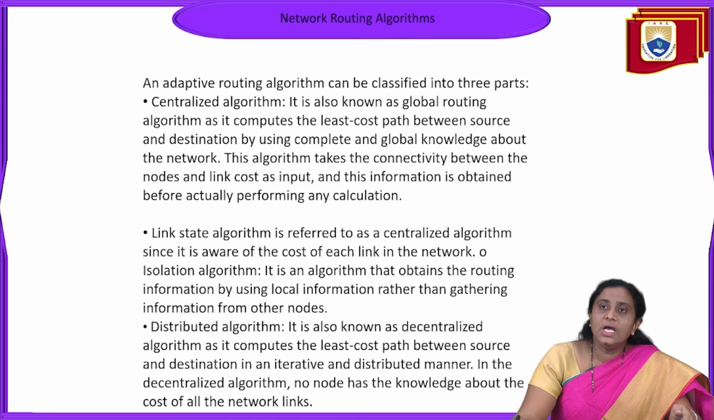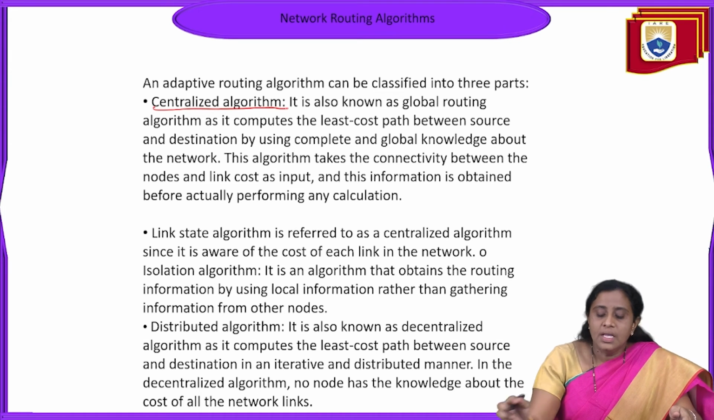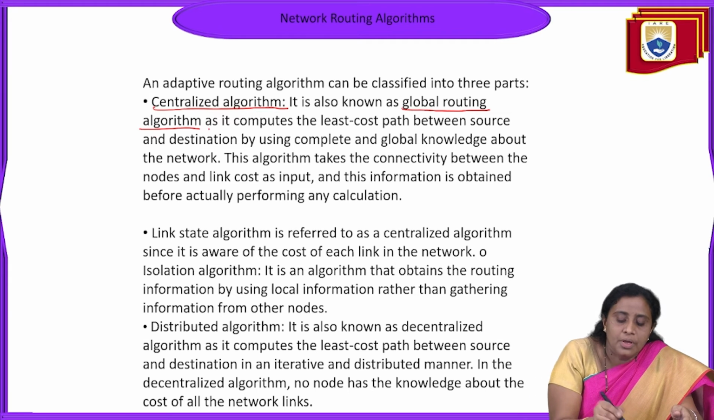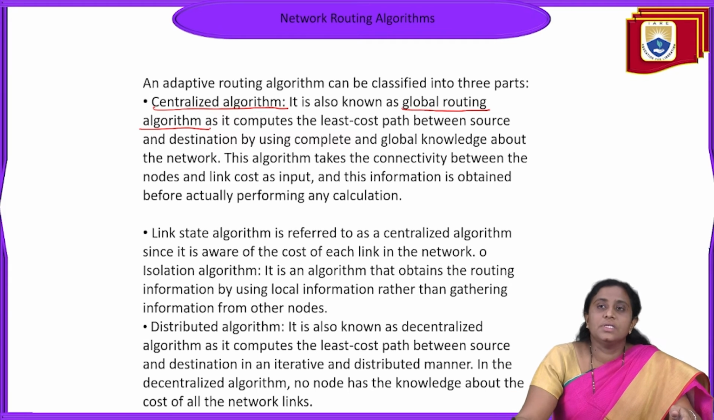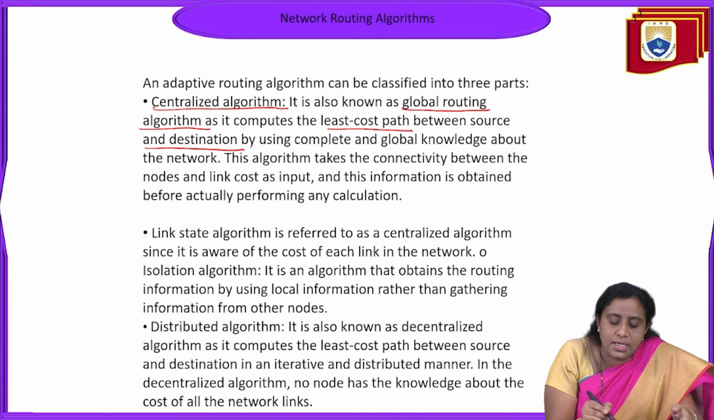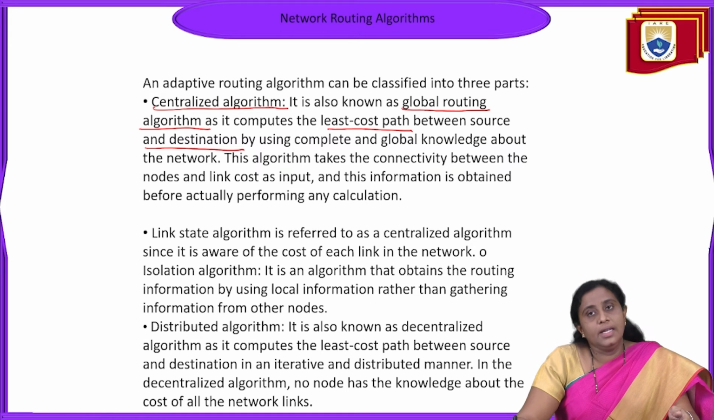An adaptive routing algorithm can be classified into three types. The first one is the centralized algorithm. It is also known as the global routing algorithm, which computes the least cost path between the source and destination by using complete and global knowledge about the total network.